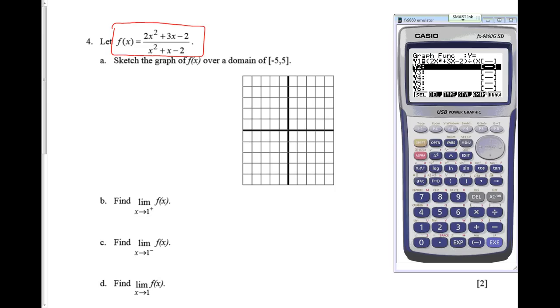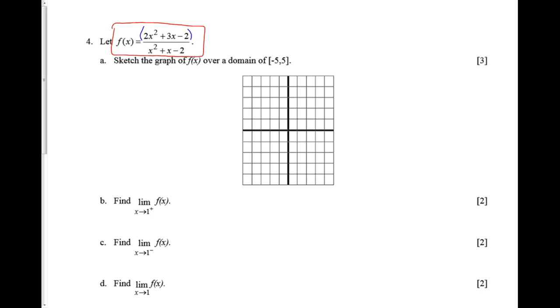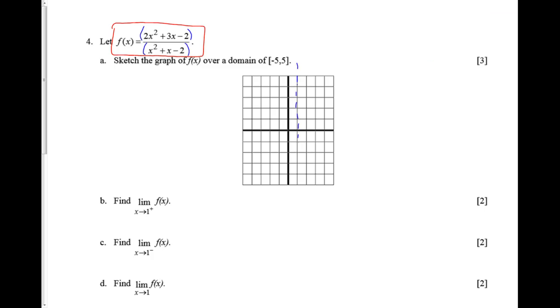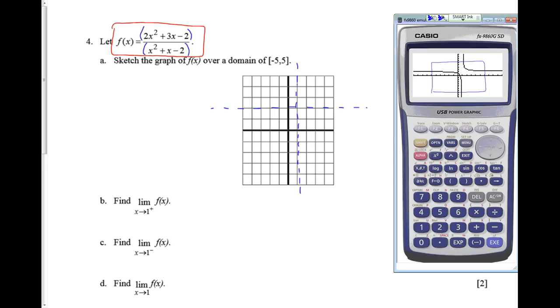So the first thing I'm going to do is put f of x into my y equals. Make sure when you're putting this in your y equals that you use parentheses around the top and parentheses around the bottom. So I graph that. I'm still in my nice standard window. Now my piece of graph paper only goes from -5 to 5, so I'm really not going to want all of this window. I only want this much of it. But that's okay. I can see some important stuff happening. It looks like I have a vertical asymptote at x equals 1 and a horizontal asymptote at y equals 2.